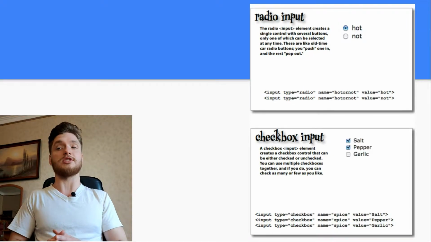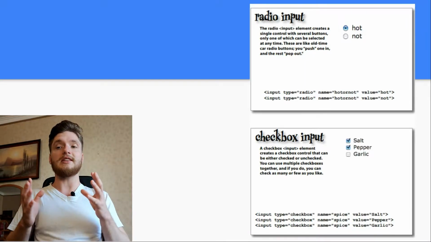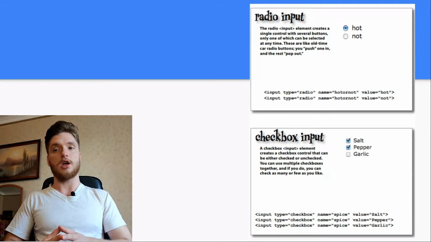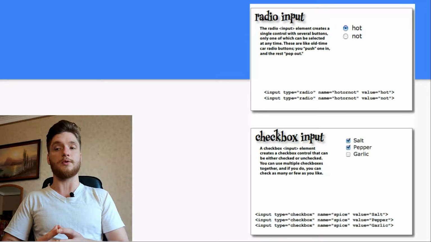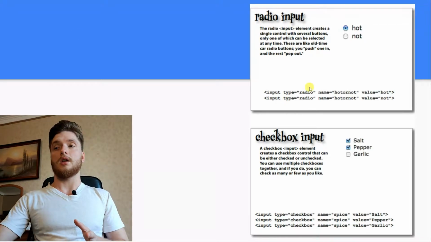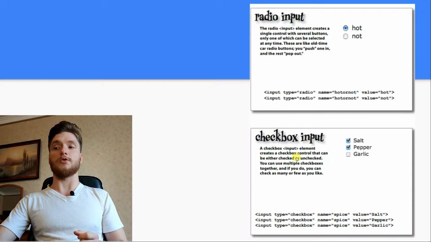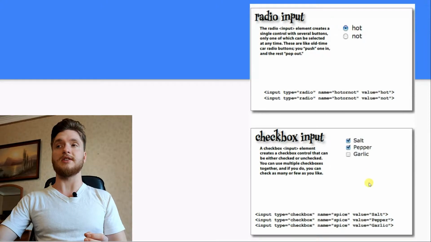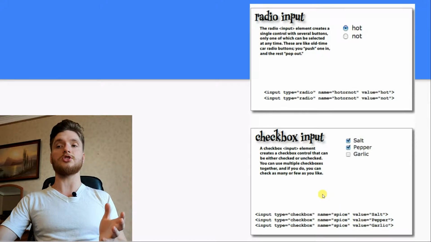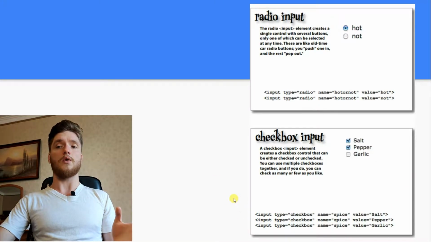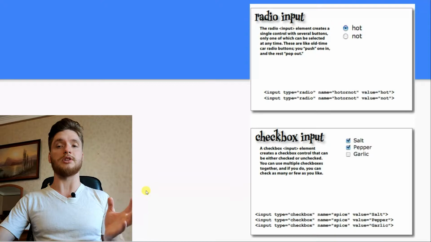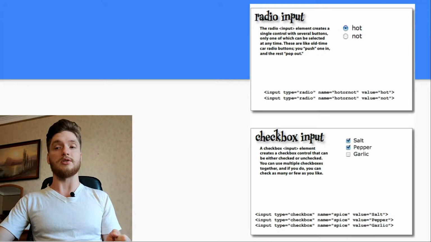Checkbox input. A checkbox input element creates a checkbox control that can be either checked or unchecked. You can use multiple checkboxes together, and if you do, you can check as many as you like. Unlike radio buttons, a checkbox allows zero or more choices from a set of choices. Each checkbox has a different value. Related checkboxes also share a common name. Like radio, you use one checkbox input element for each choice. Same here, we're still using the input element, just with different type values.